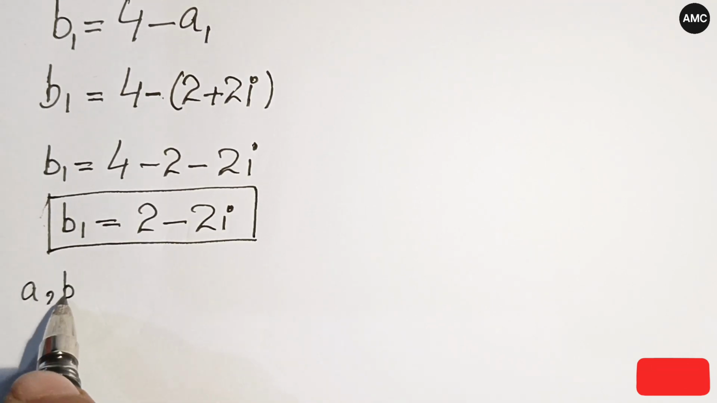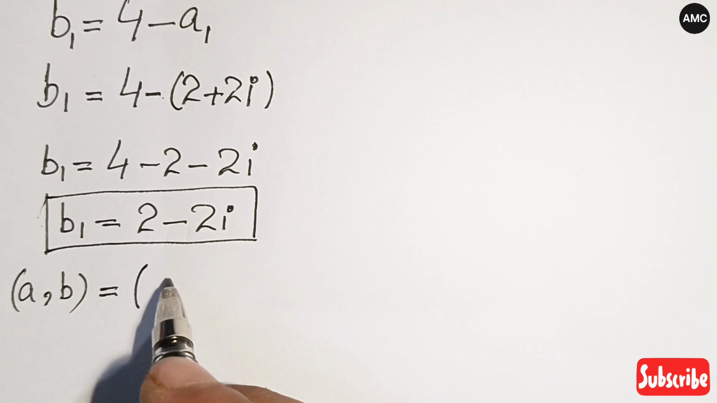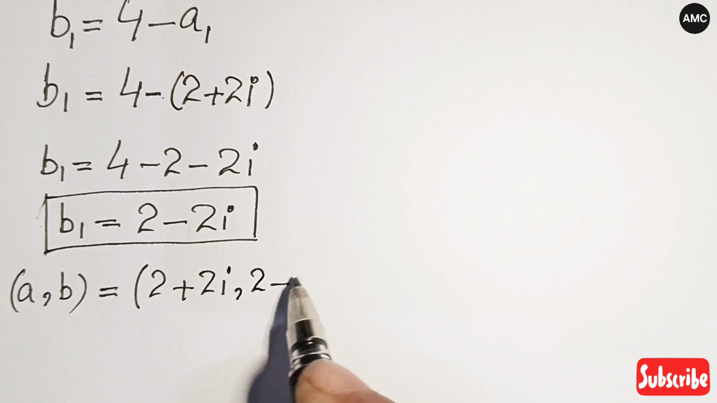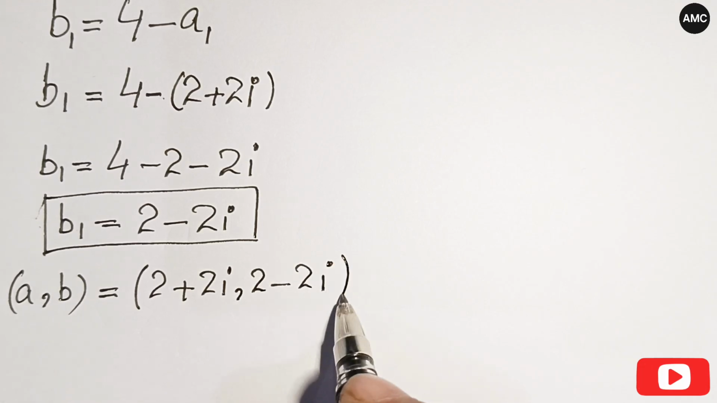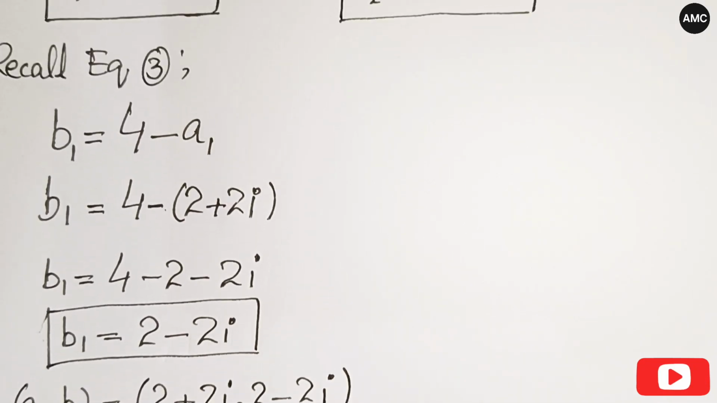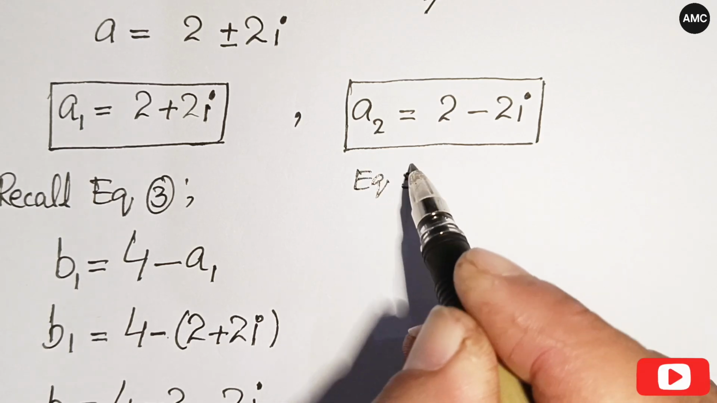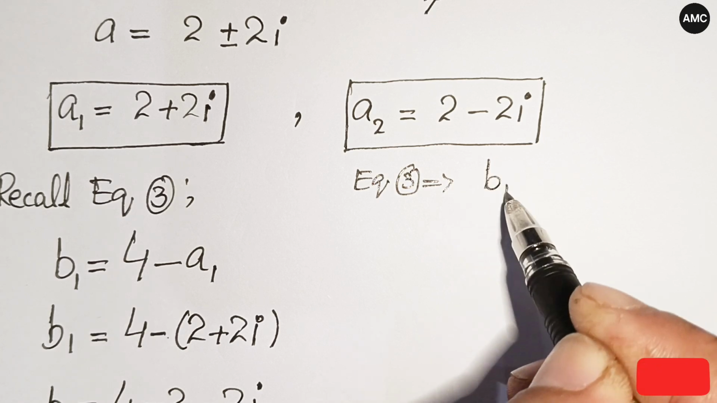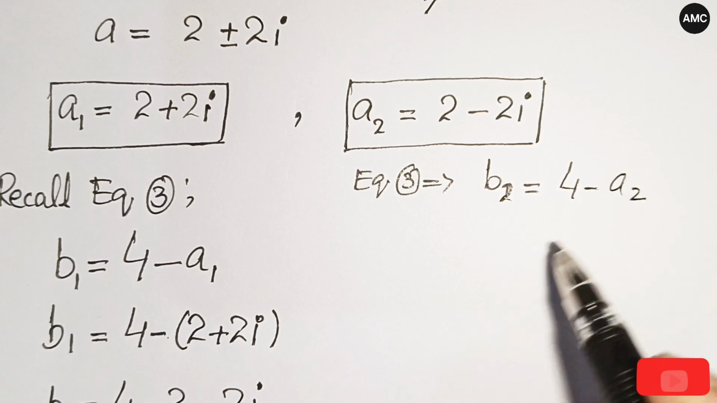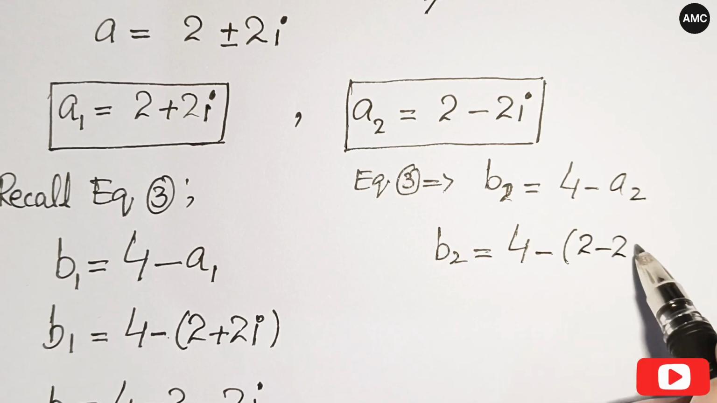So we get the first pair, a and b, where the value of a is 2 plus 2i, and the value of b is 2 minus 2i. Similarly, we have another value, a2, which is 2 minus 2i. Then according to equation 3, b will be b2, so 4 minus a2.